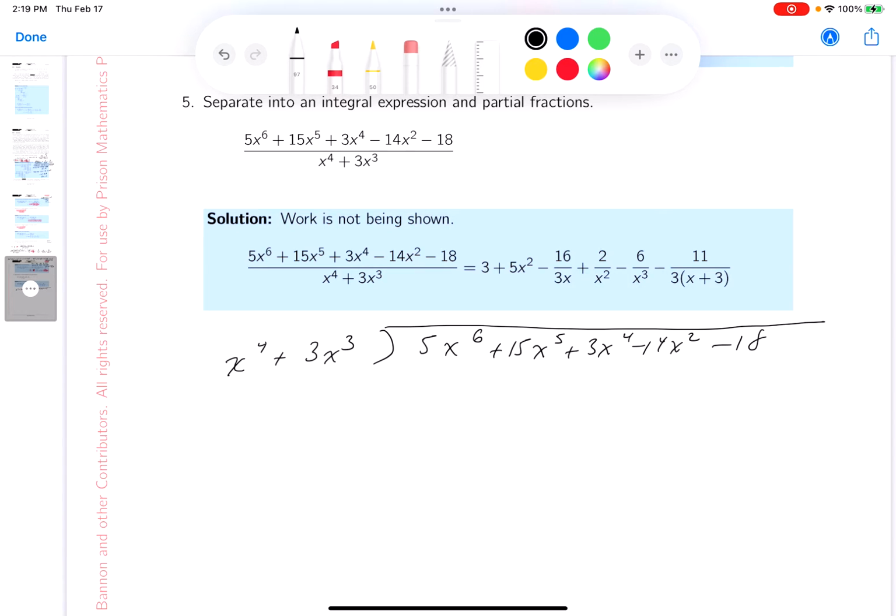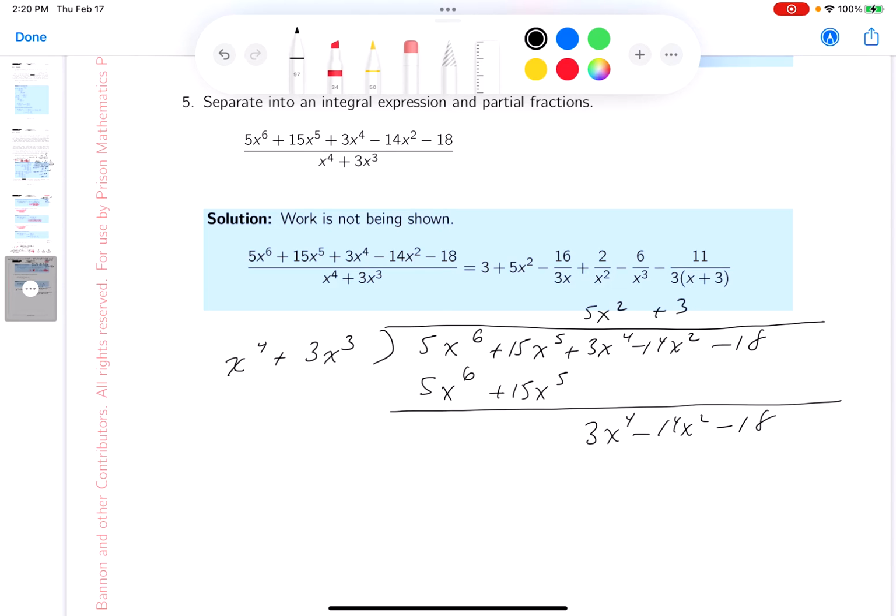Well, let's see, what would you get? I guess 5x squared, right? What would that give you? 5x to the 6th. And then you're going to get what? Plus 15x to the 5th. Boy, that's convenient. Plus 3. What do you get over there? 3x to the 4th, plus 9x cubed. Subtract, what do you get? Minus 9x cubed minus 14x squared minus 18.